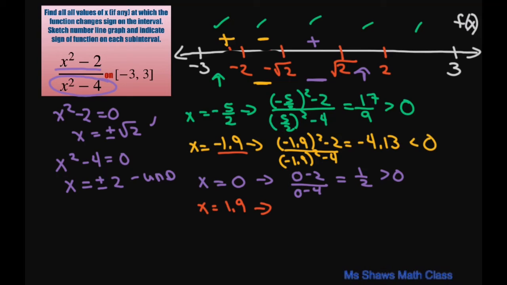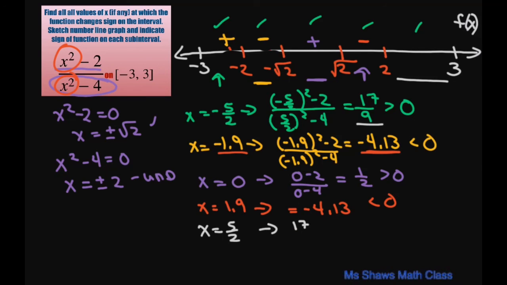So that's going to give you the same as this one. So you're going to get -4.14, because remember we're squaring it. And this is going to be negative. And the last one is in between 2 and 3. So let's go ahead and choose 5/2 again. That's going to give you the same number that we got here, because we're squaring it, which is positive.